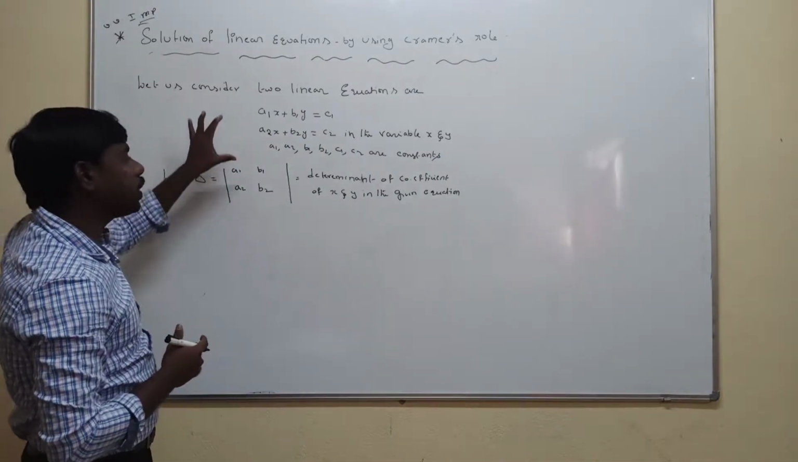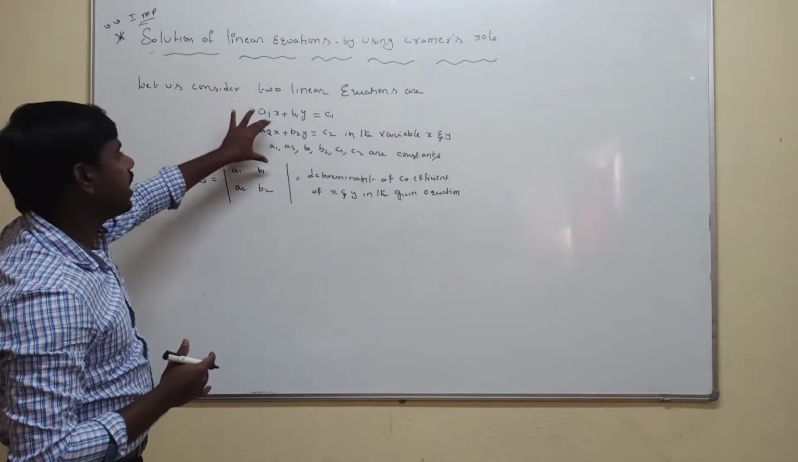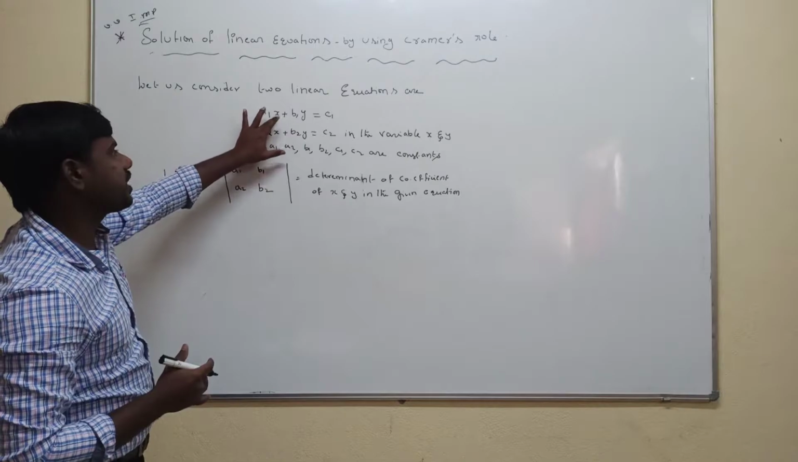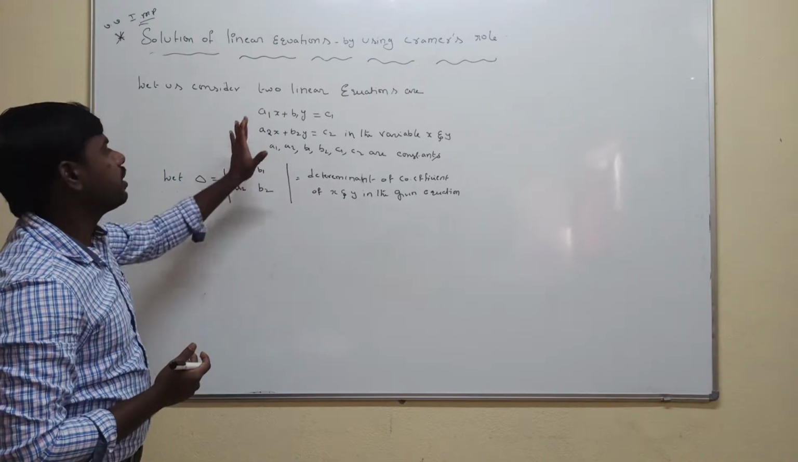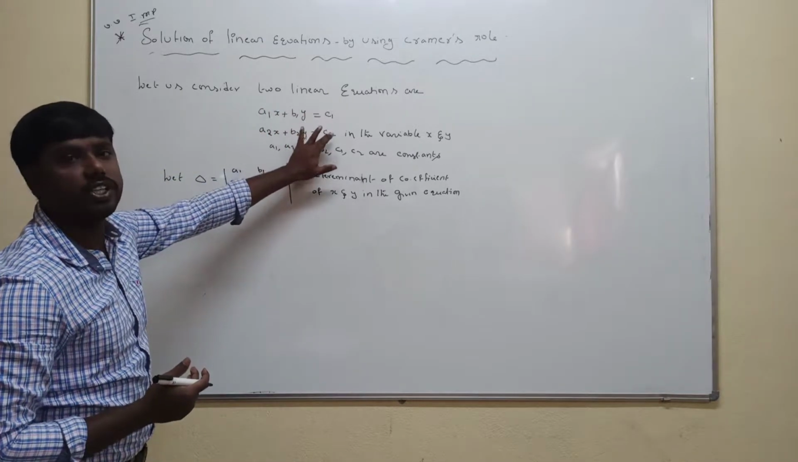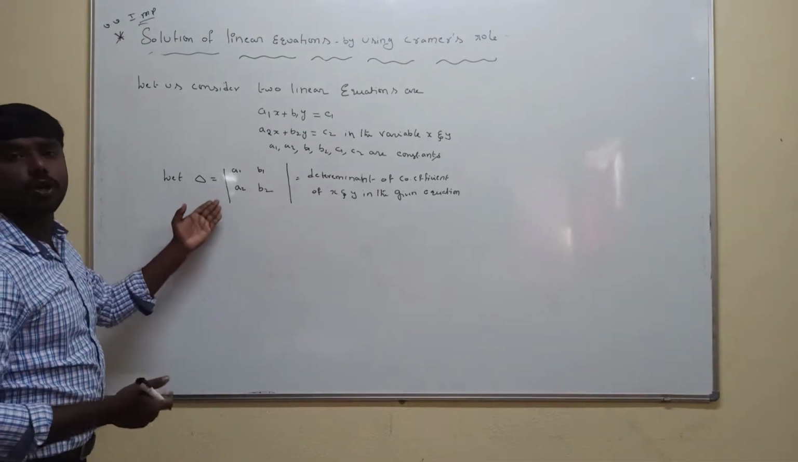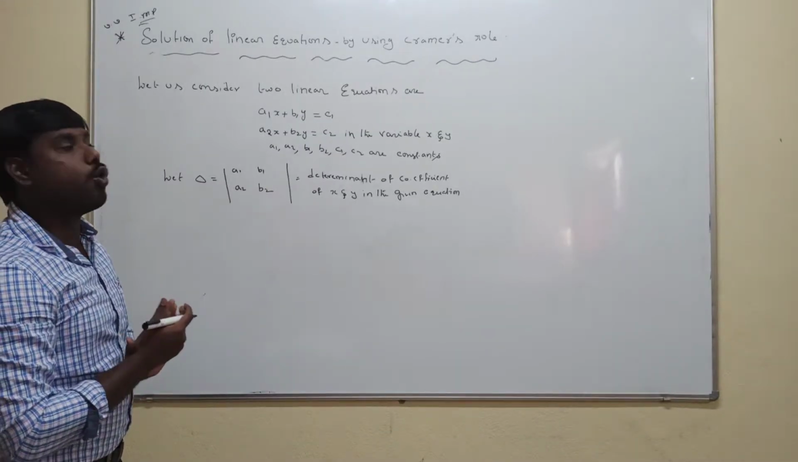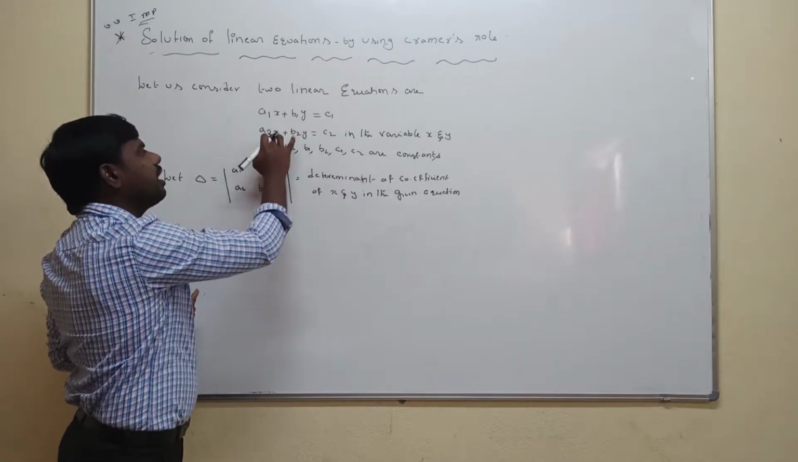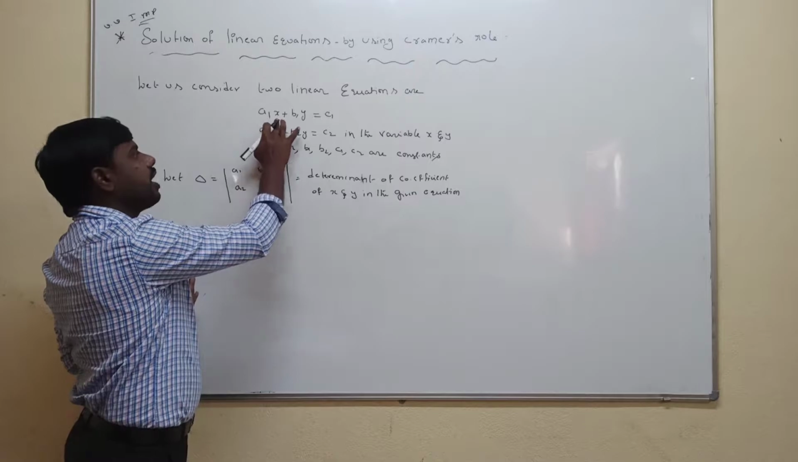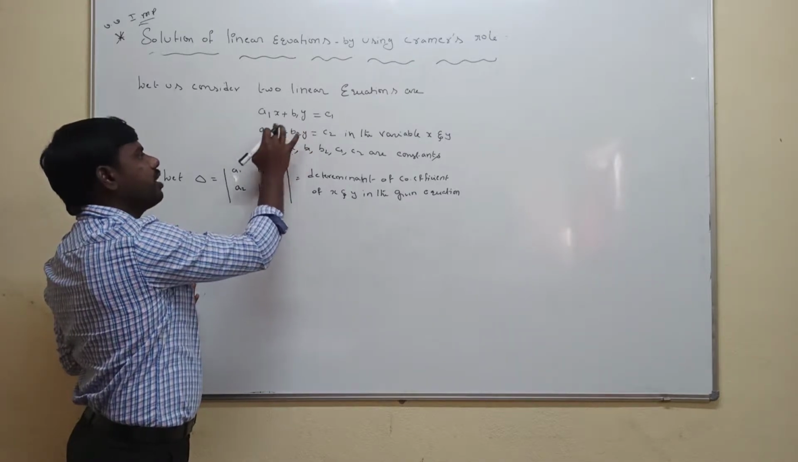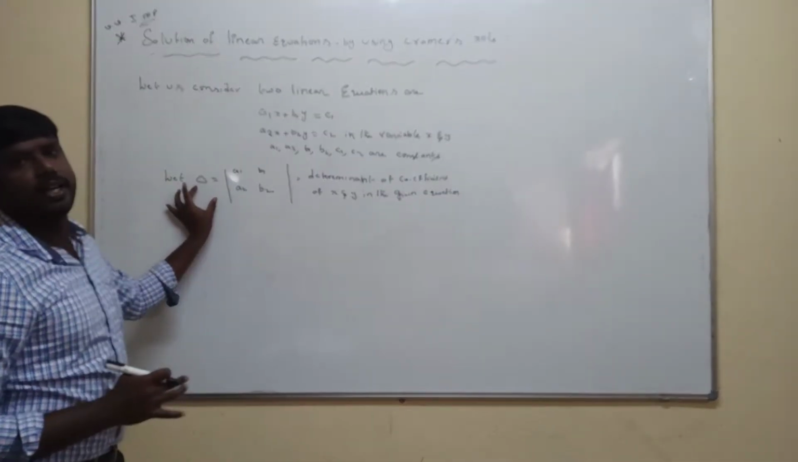The first step is we assume two linear equations. In these two linear equations, x and y are the variables, and a1, a2, b1, b2 and c1, c2 are the constant values. Next we assume delta is equal to the determinant of the coefficients of x and y in the given equations, which are nothing but a1, b1, a2, b2. That is delta.